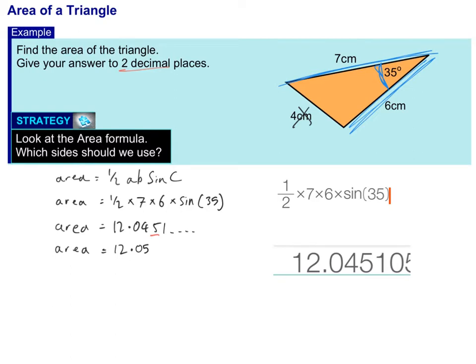This is an area. The sides are measured in centimetres, so your area will be square centimetres. So you need to have those appropriate units.